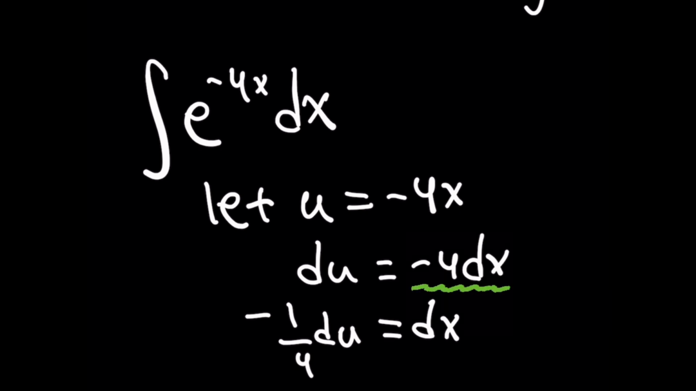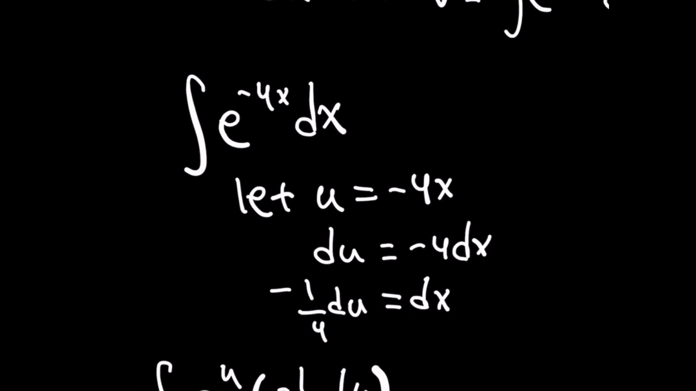And because we're substituting terms back in, we want to substitute back in something for dx with respect to u. And because we have this negative 4 in front of dx, we want to divide both sides by it to isolate that dx term, leaving us with negative 1/4 du.